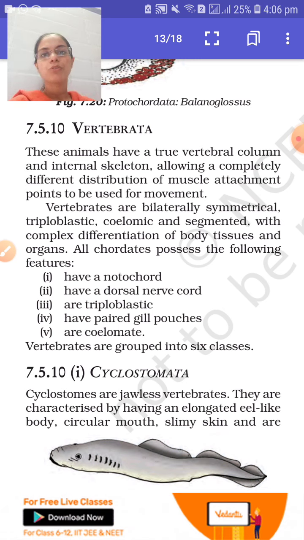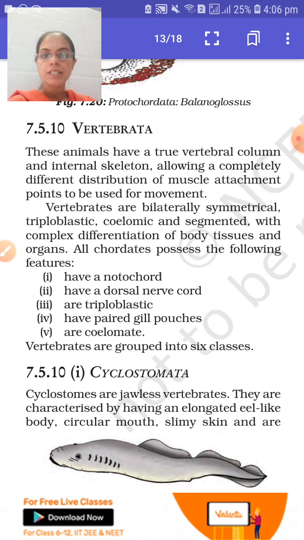All chordates possess the following features. They have the notochord. These vertebrate organisms have the notochord. What is notochord? Notochord is something which is present in the vertebrate organism to protect themselves. They have the dorsal nerve cord. See, there is a difference between notochord and the nerve cord. Nerve cord is something which you can say is a spinal cord, and notochord is the bony structure or cartilaginous structure, whereas the dorsal nerve cord is the nervous tissue.